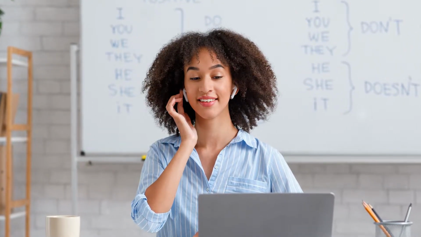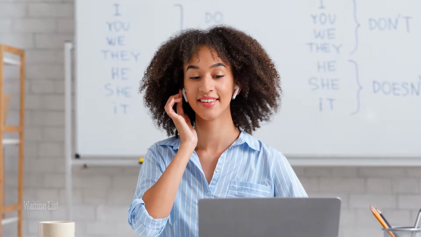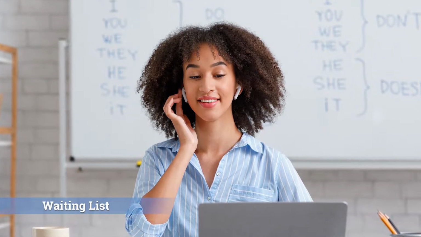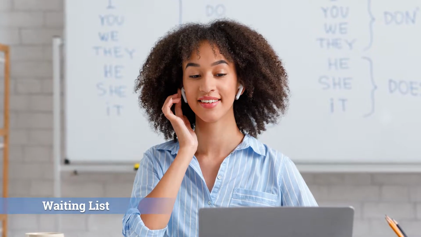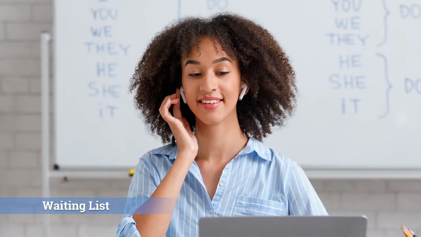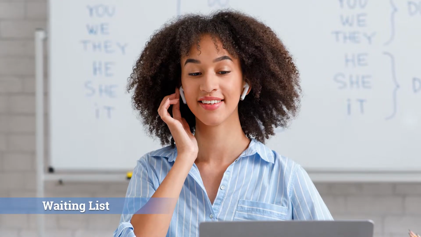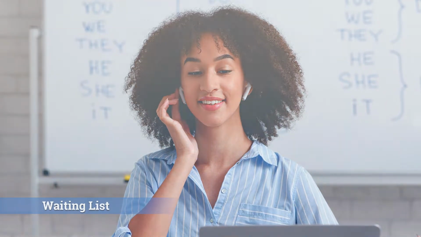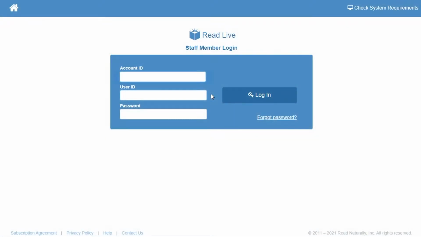Let's watch one teacher, Ms. Haley, use the waiting list, Log In As, and Team features with her students. Ms. Haley is just starting her morning reading lab, which she's running remotely using a separate screen sharing program. The waiting list alerts her to which students are on a step that requires her help. To get to the waiting list, Ms. Haley goes to the staff member login page, enters her account ID, user ID, and password, and clicks Login.